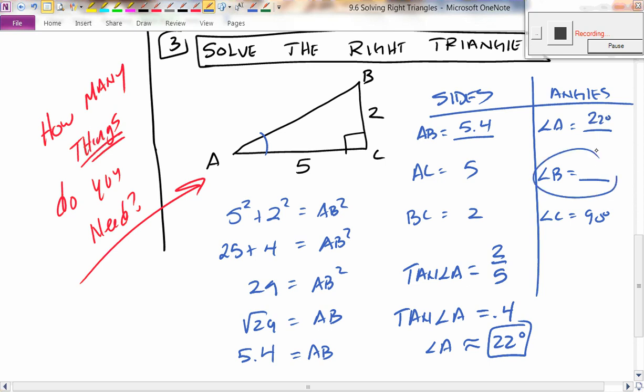How do you find angle B then? You just subtract from 90, right? And you get what? 68 degrees. Okay, do you guys feel like you can do that now? So it's kind of going backwards, right? So that's what your homework is. I think there's 5 problems from the book that ask you to find and solve right triangles, all right?